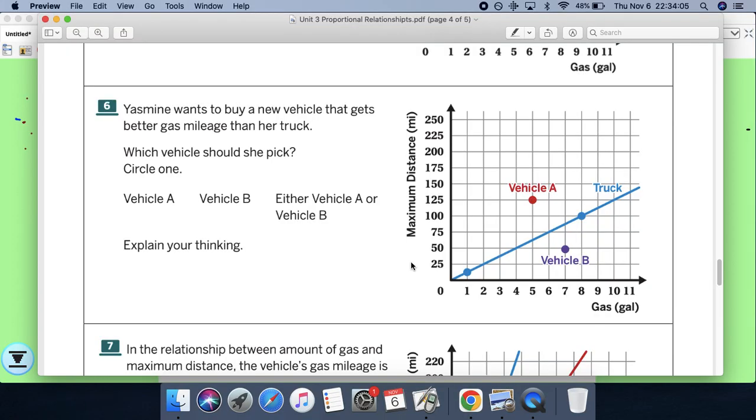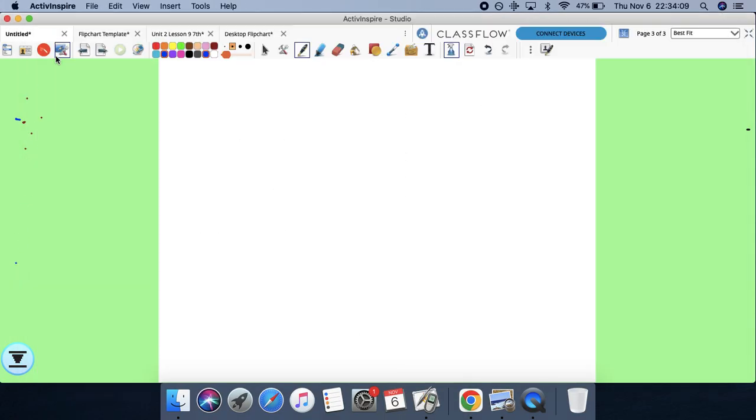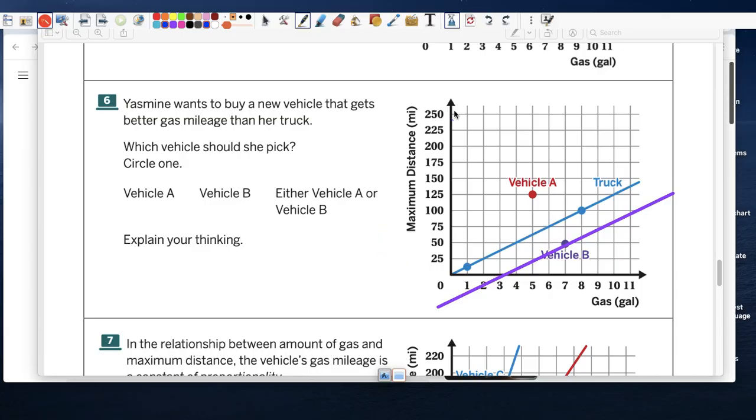All right, so this one. That's interesting. We have 3 cars. We already found this guy over here. We just did the truck. Yasmin obviously drives a big old beat-up truck. And the truck, we know that 1 gallon gives us 12.5 miles. That's the relationship that's given to us right here.